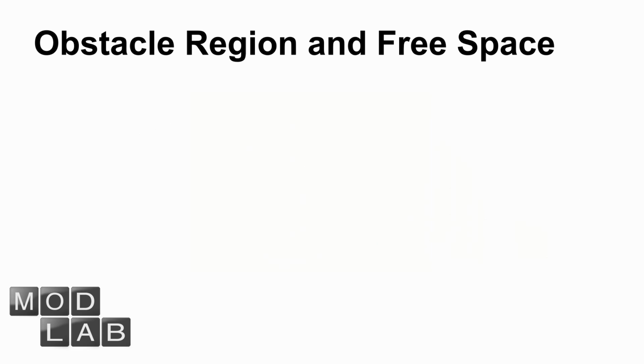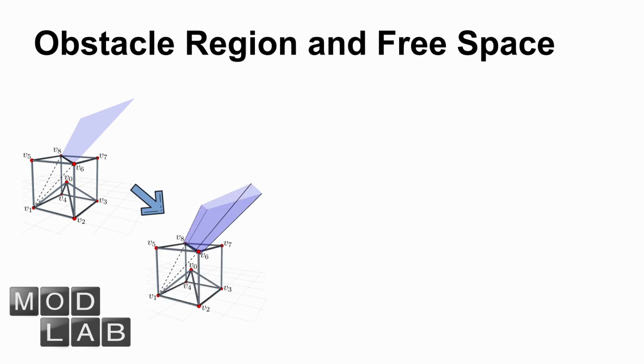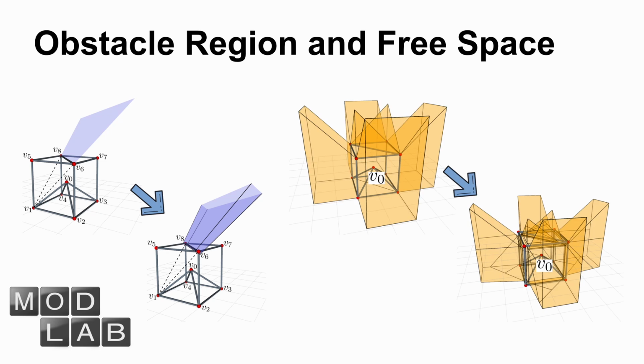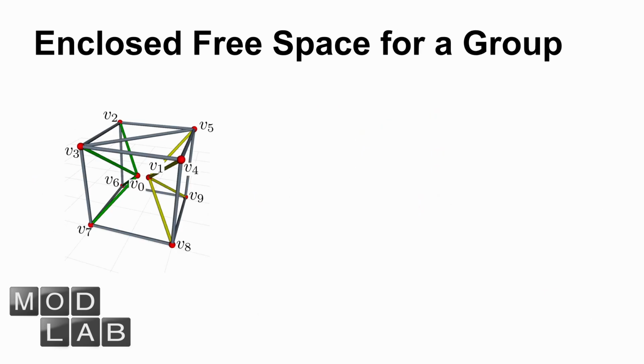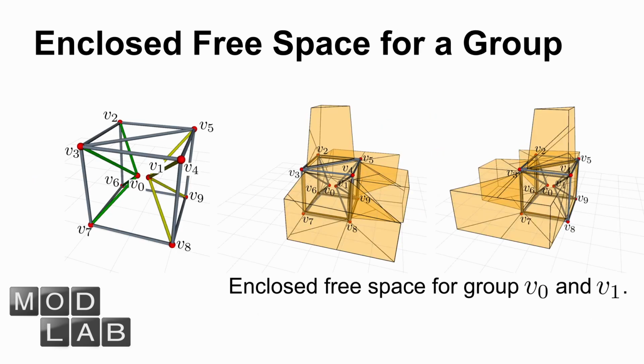For real robot applications, we need to consider the physical size of the elements. We grow the obstacle region by converting every obstacle polygon into an obstacle polyhedron, since the truss members have non-zero thickness. Then we can get a new free space boundary for the same node. We extend this work to compute the free space for a group of nodes.